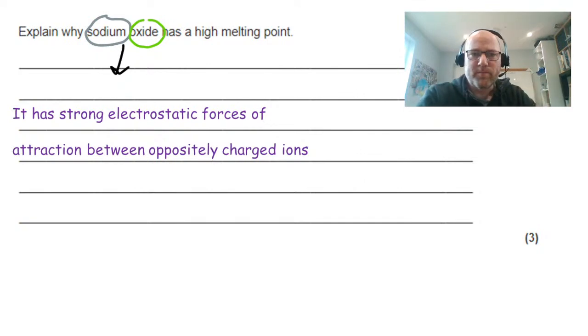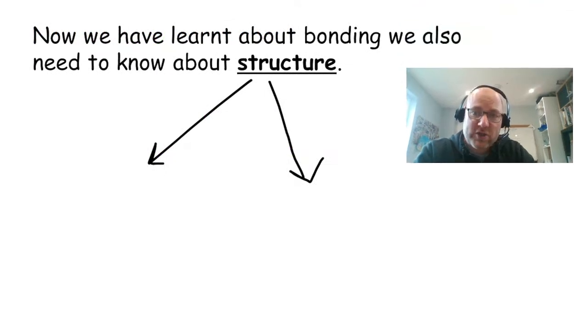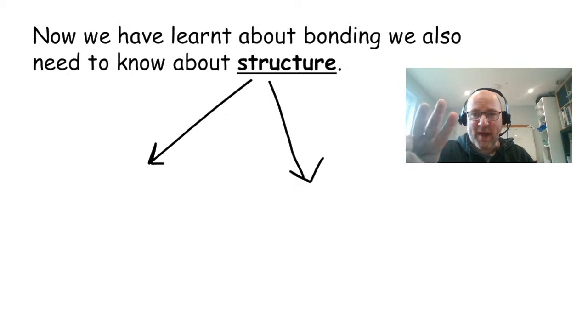We also have to know about something called structure. Structure is different than bonding. Bonding comes in 3 flavors: covalent, ionic, metallic. Structure comes in 2 flavors: giant or simple.